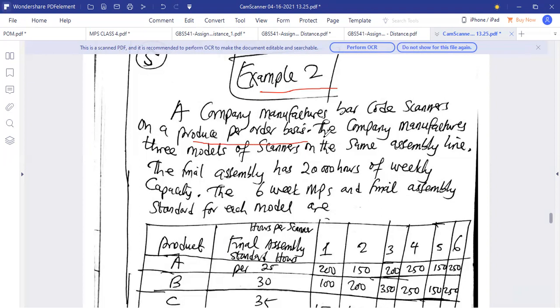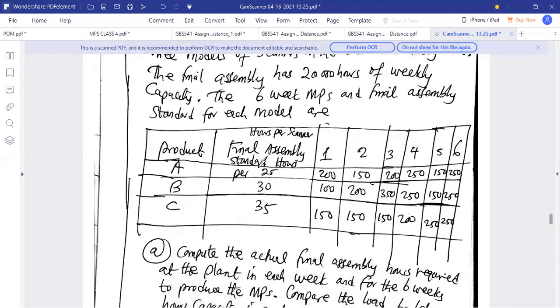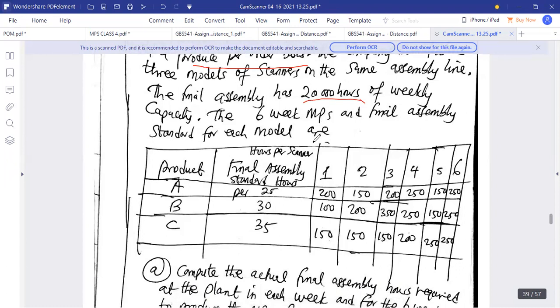Okay. So there are 3 models of scanners on the same assembly line. The final assembly has 20,000 hours of weighted capacity. The 6-week MPS and the final assembly standard for each model are here. The final assembly standard is 25 hours to produce scanner A, 20 hours per scanner, and to produce scanner B, 30 hours. Scanner C, 35 hours. And the weighted capacity is 20,000 hours, so in each week we have 20,000 hours.